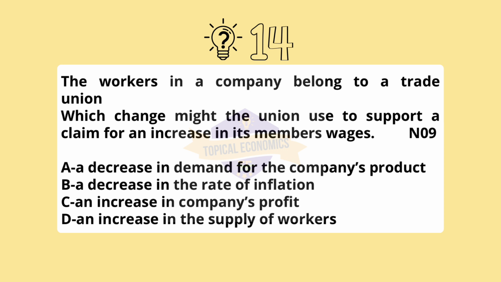Coming to question number 14, this is from November 2009. The workers in a company belong to a trade union. Which change might the union use to support a claim for an increase in its members' wages? Option A, a decrease in demand for the company's product. Option B, a decrease in the rate of inflation. Option C, an increase in the company's profit. Or option D, an increase in the supply of workers.